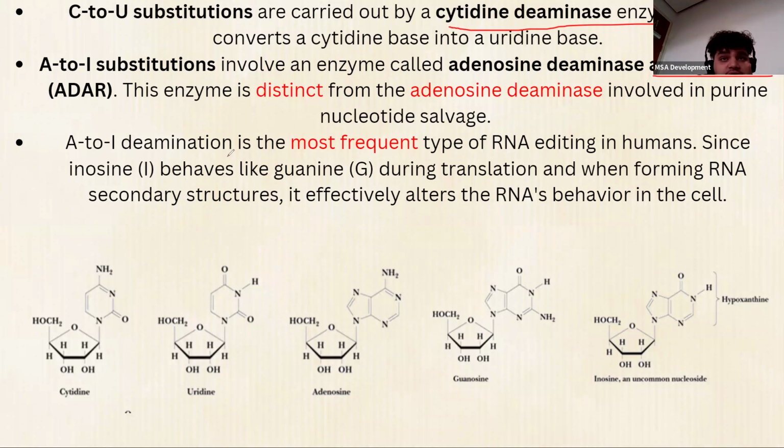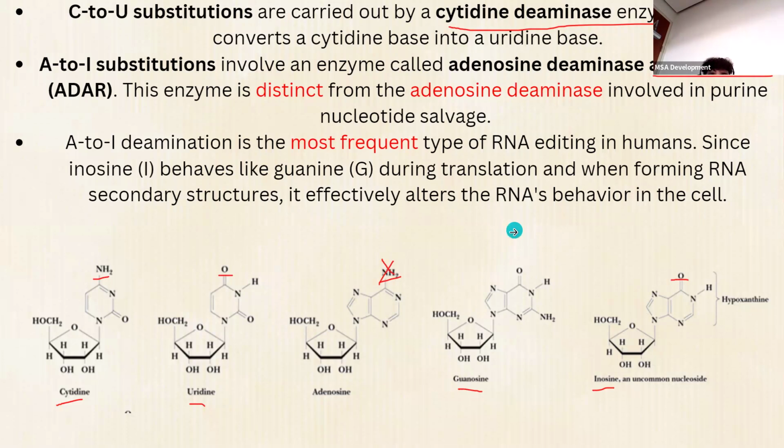A to I is the most frequent type of RNA editing. Why? Because inosine looks like guanosine, so it gets transcribed and translated easily. That's all you need to remember. Cytidine and uridine, I'm simply replacing this group right here. Inosine and adenosine, I'm simply replacing this group right here. You see the difference between the two? And because inosine and guanosine look the same, they get transcribed and translated easily. So A to I deamination is the most frequent type of RNA editing.